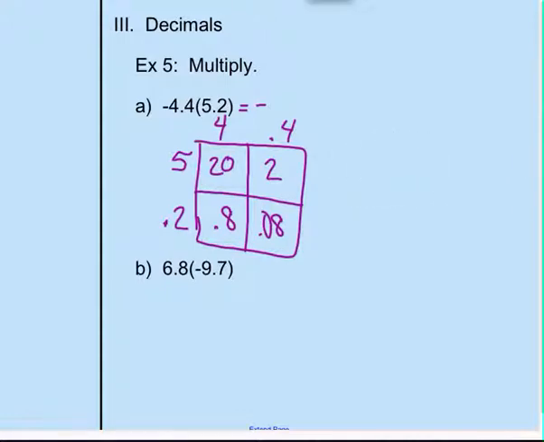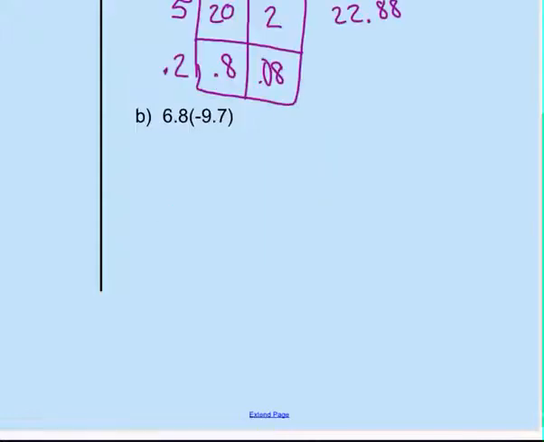All right, so now I'm going to add them together again using place value. So I've got 2 whole numbers, 20 plus 2 is 22. And then 2 numbers behind the decimal point, 80 plus 8 cents is 88 cents. So 22.88. All right, let's look at the next one using distributive property.